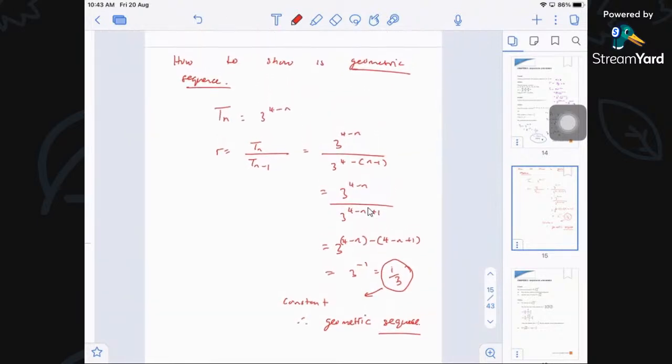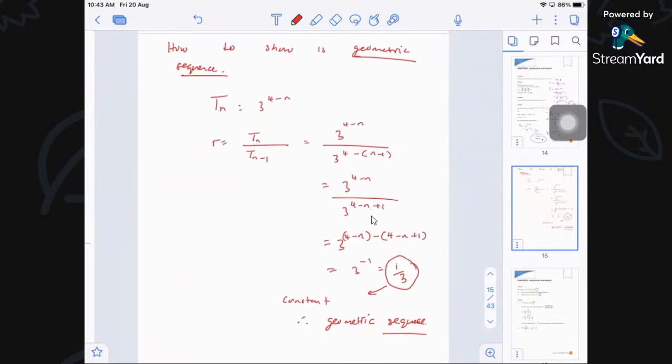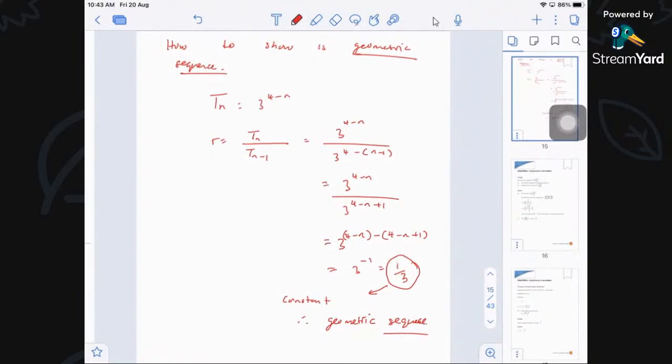Any problem until here, class? Any question or not? I want to see whether you all will ask questions. So any question so far? I'm waiting. Any question? Yes, is the constant an integer or a fraction?